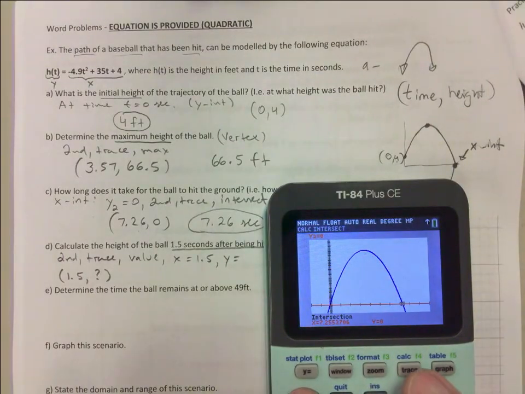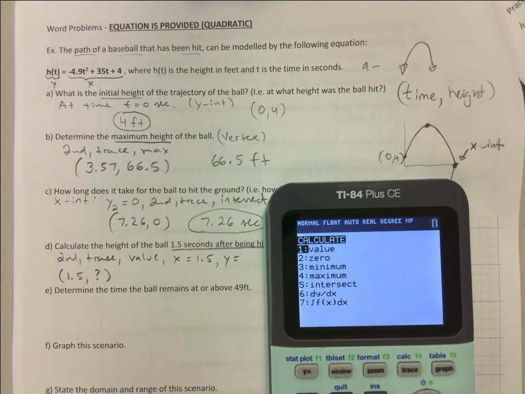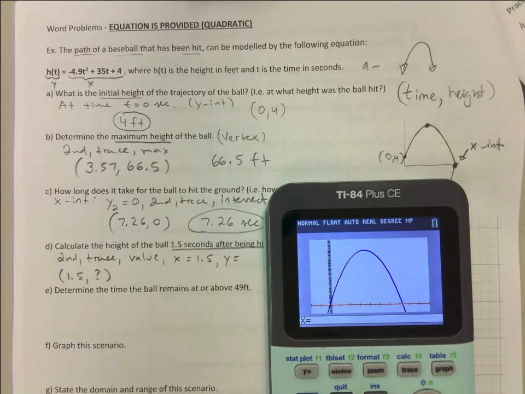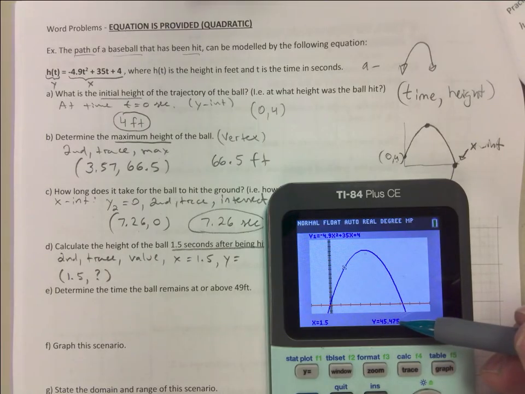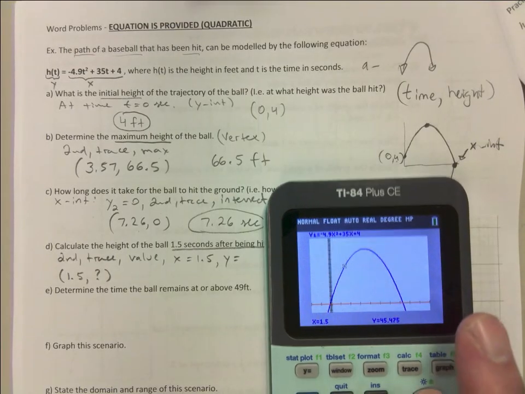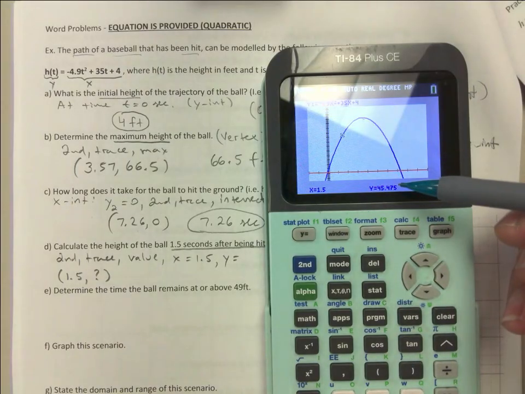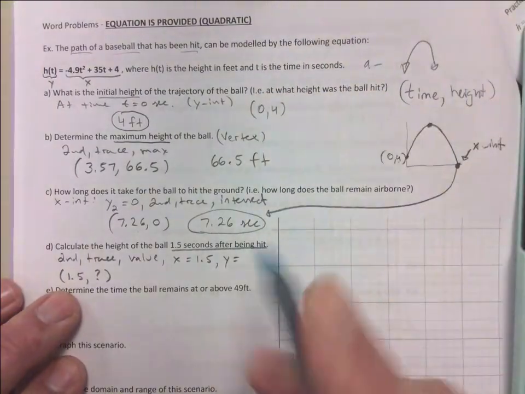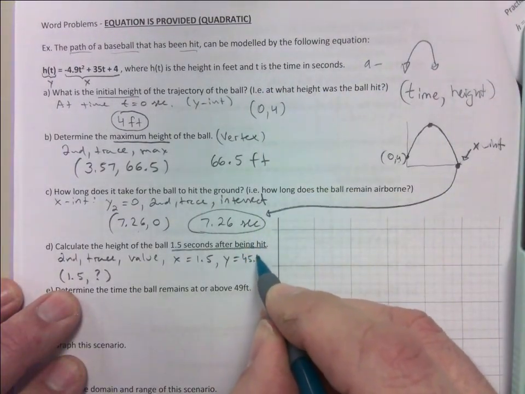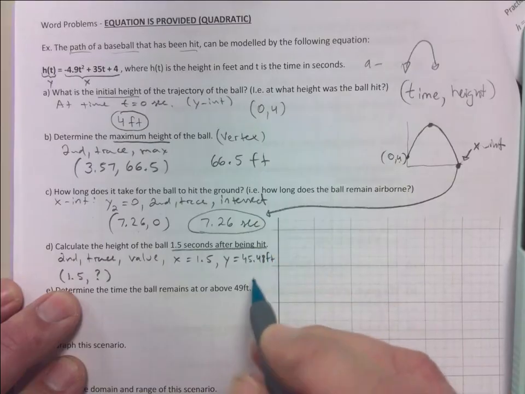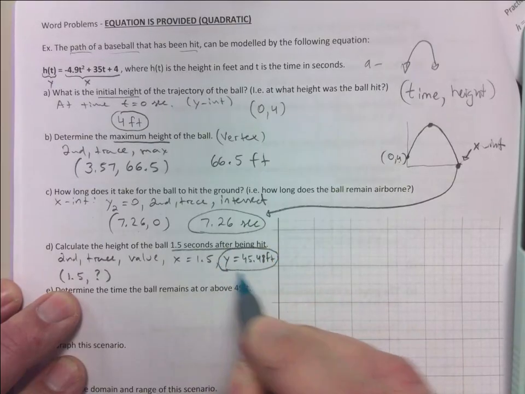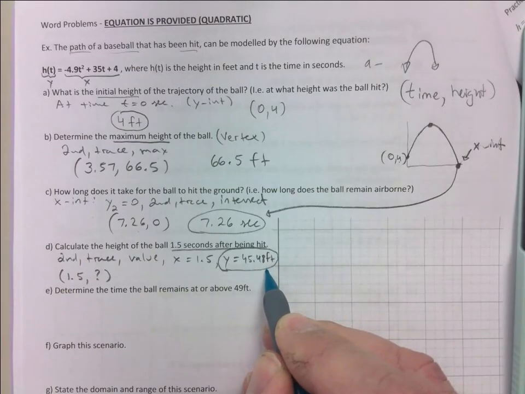So grab your calculators, second trace, value, x is equal to 1.5, and there it is, 45.48. Can you see it? 45.48. Okay, you circle that, you put units next to it, and you're good to go. All right?